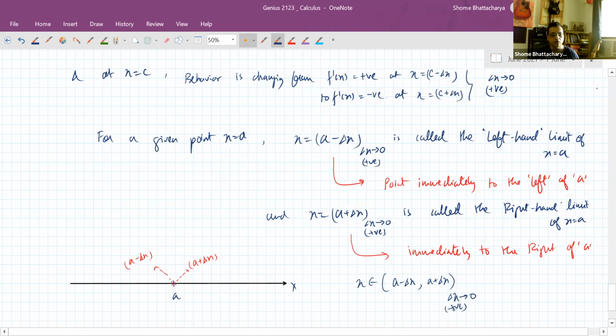So this is a set of values, because I've written it as an interval. This is called the immediate neighborhood of A.